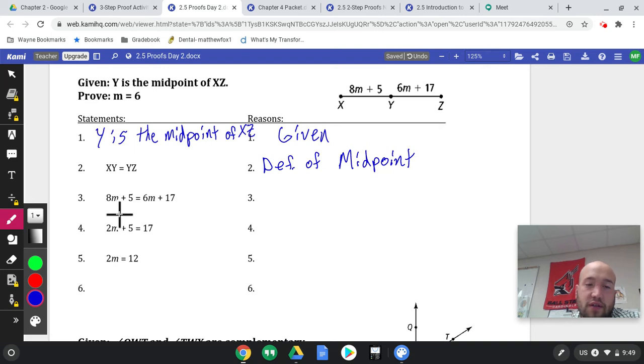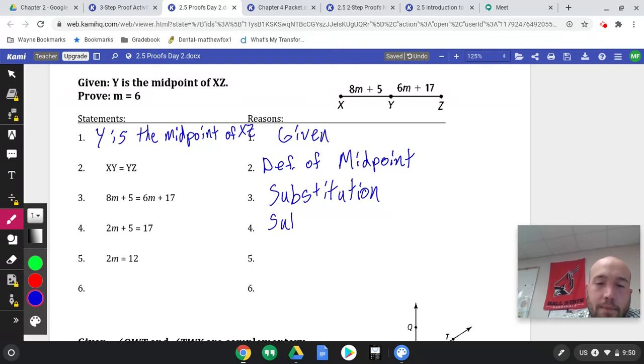All right, now this next one, number 3. If we plug those in place, 8m plus 5 goes in for xy. This is substitution. Now subtract the 6m over, subtraction. Once again, we're going to subtract that 5 over.